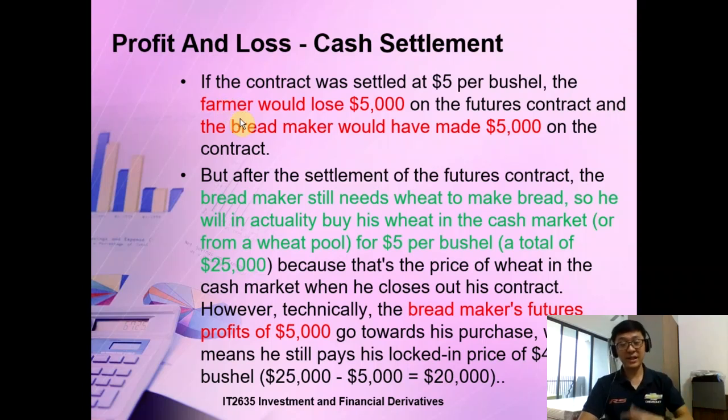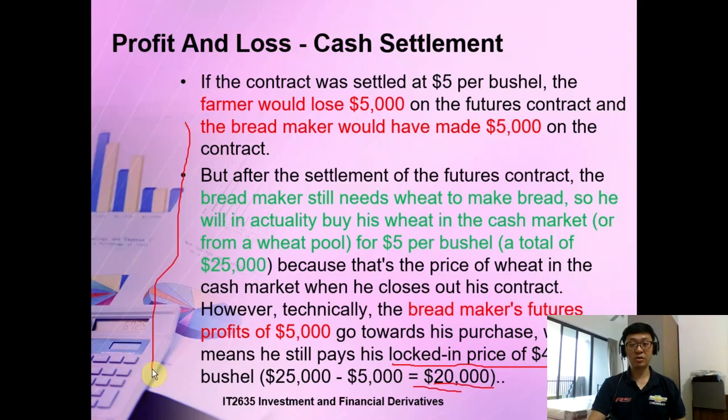Anyway, if you don't really understand, here are all the narrations written out on what happened, right? So if the contract was settled at $5 per vessel, the farmer will tend to lose 5K, but the bread maker will make 5K, and that actually squares off the whole contract. So the actual net is the same as the lock-in price that both parties wanted, which is $4 per vessel. So both actually have a net, either payout or receive, of 20K, which is $4, right? So you can take a look at this narration. I leave it to you to look through.